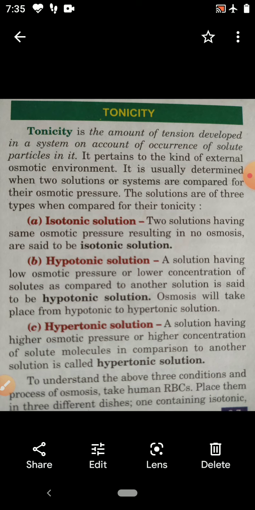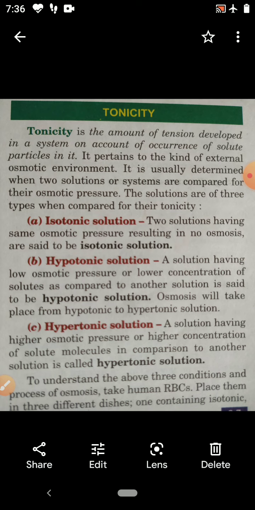There are three types of tonicity: isotonic solution, hypotonic solution, and hypertonic solution. Isotonic: iso means similar, tonicity means relative concentration, or the amount of solute present in the solution. Two solutions are called isotonic if the concentration or osmotic pressure of both solutions is equal.